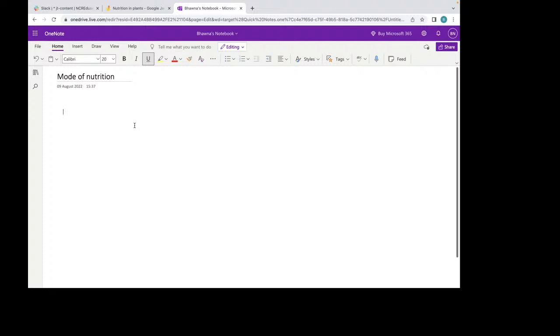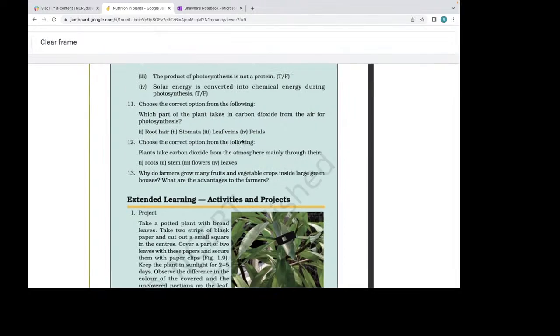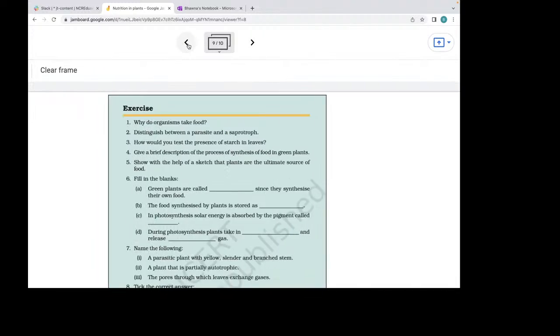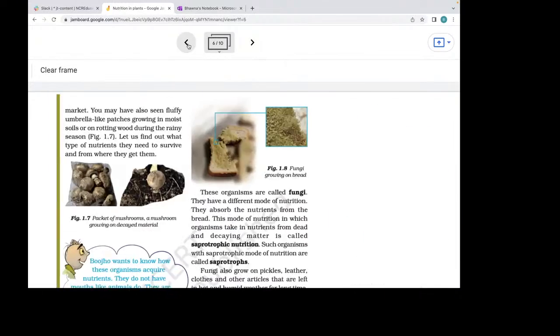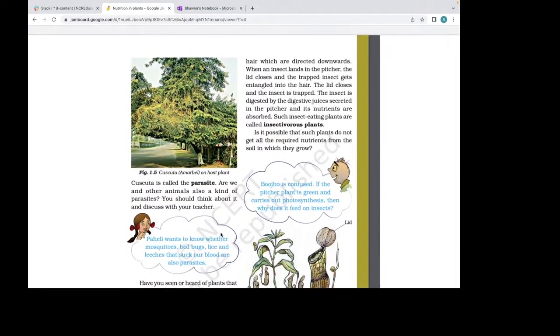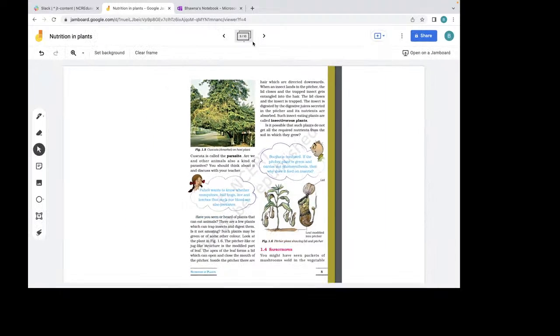Hi guys, I hope you all are doing good, and today we are again here to learn about science, class 7 science. And we were studying nutrition in plants in our last session.